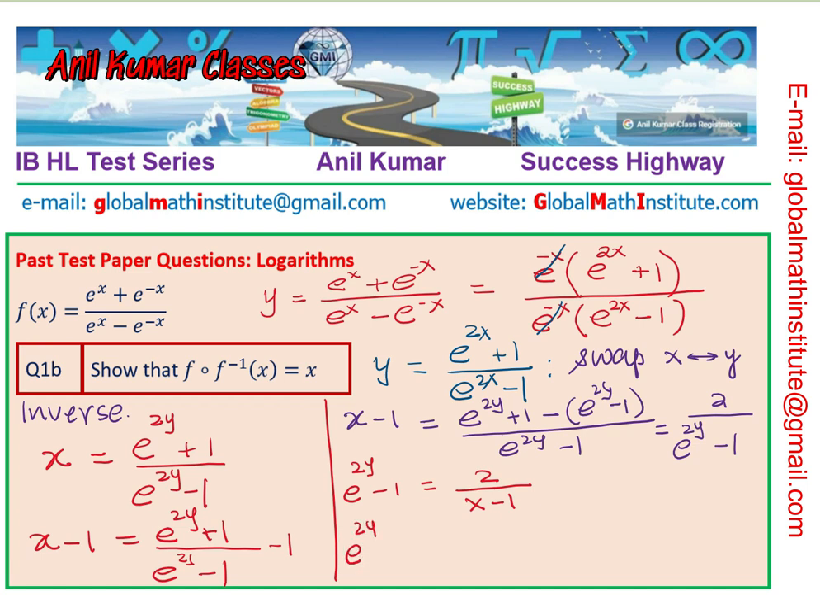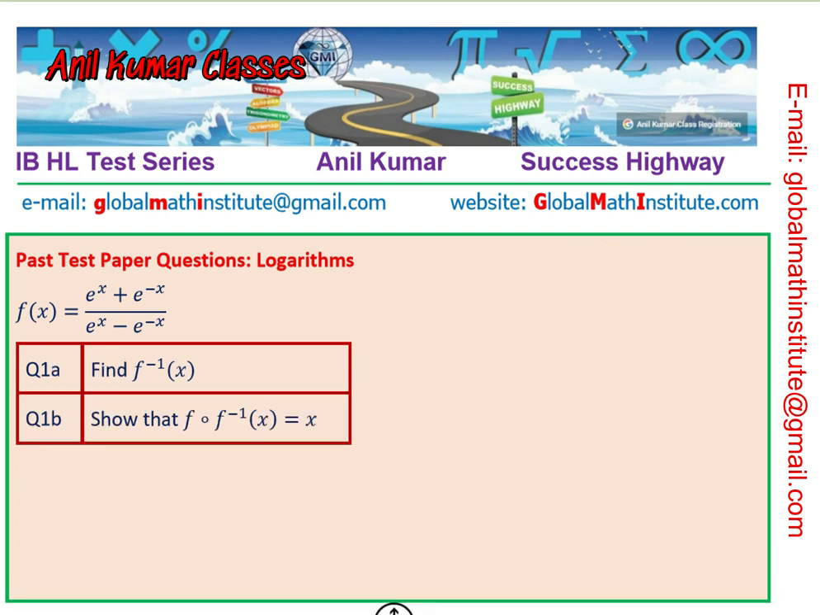So what is e to the power of 2y? e to the power of 2y will equal 2 over x minus 1 plus 1, correct? Which is 2 plus x minus 1 over x minus 1, right? Which is x plus 1 over x minus 1. Do you see that? So we get e to the power of 2y equals x plus 1 over x minus 1, correct? So let's take it to the next page. So we have e to the power of 2y. Let me rewrite here.